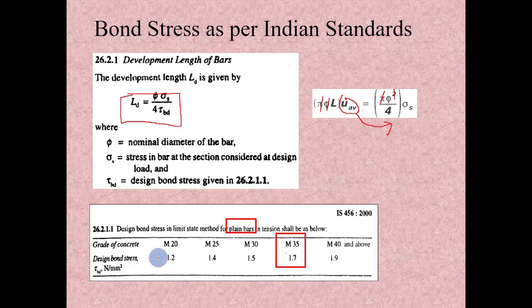In this table, the bond stress for the various grades of concrete is given for the plain bar in tension. For the M35 grade concrete, 1.7 is the bond stress which is applicable for the plain bar, which can take the tension load.